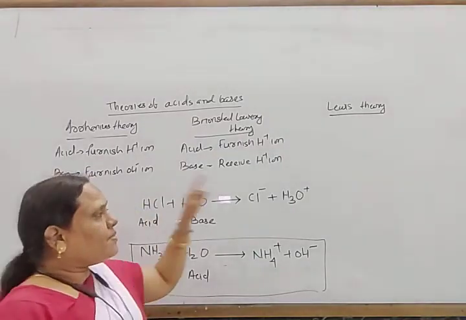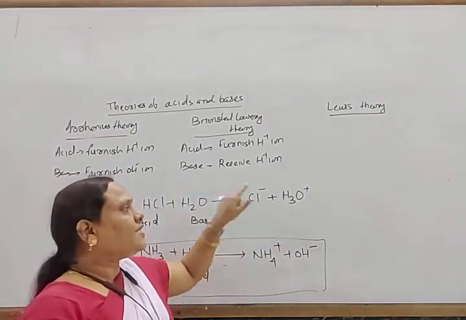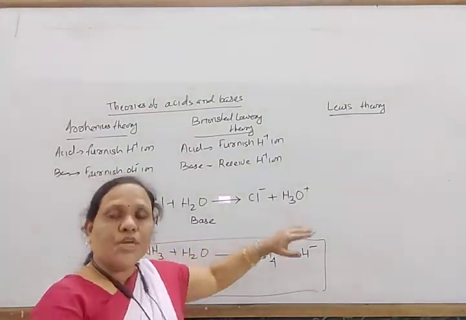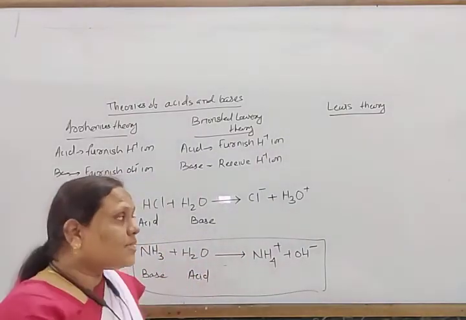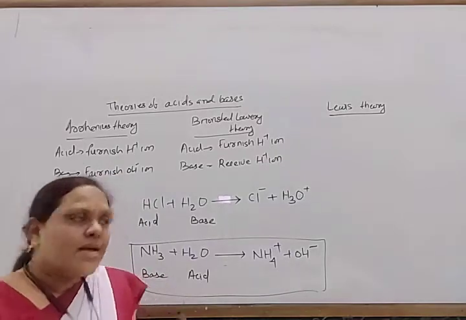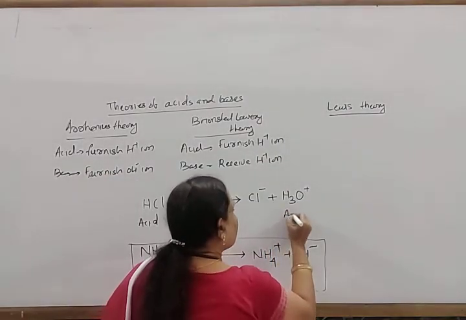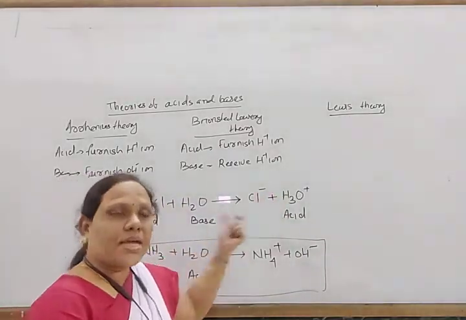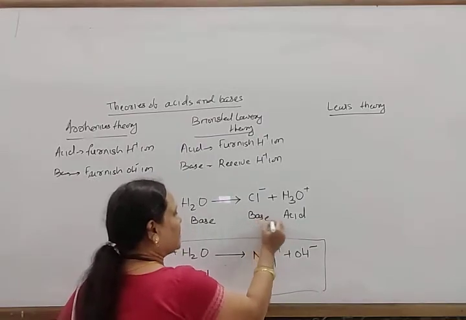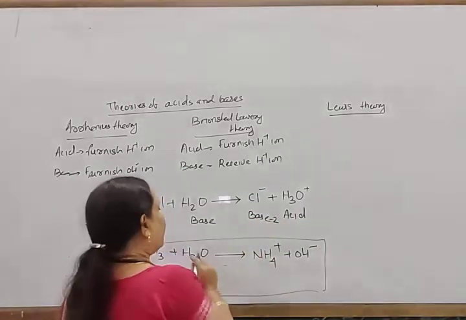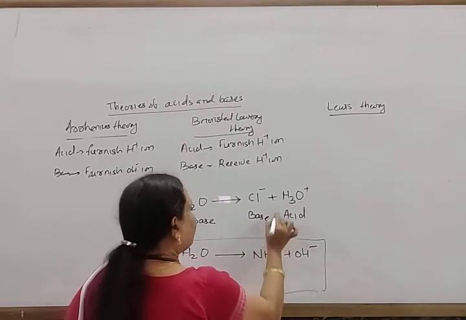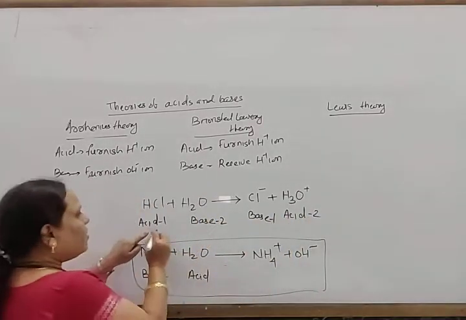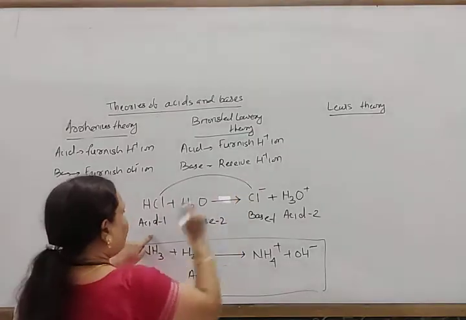Look here, HCl gives Cl minus and H3O plus ion. Now the Cl minus ion has the tendency to receive one H plus ion, and the H3O plus ion has the tendency to give H plus ion. Anything which has the tendency to give H plus ion is known as an acid. So now this H3O plus acts as an acid, and this Cl minus ion has the tendency to receive H plus ion, so now it acts as a base. Suppose this is acid 1 and base 1, and this is base 2 and acid 2. Look here, what is the comparison between acid 1 and base 1?